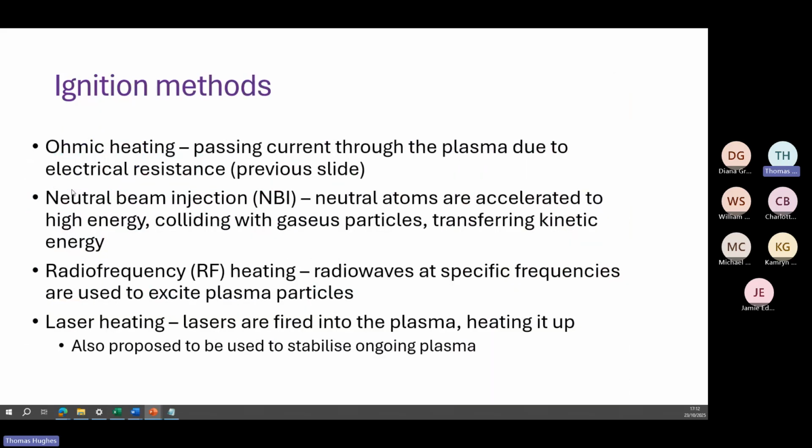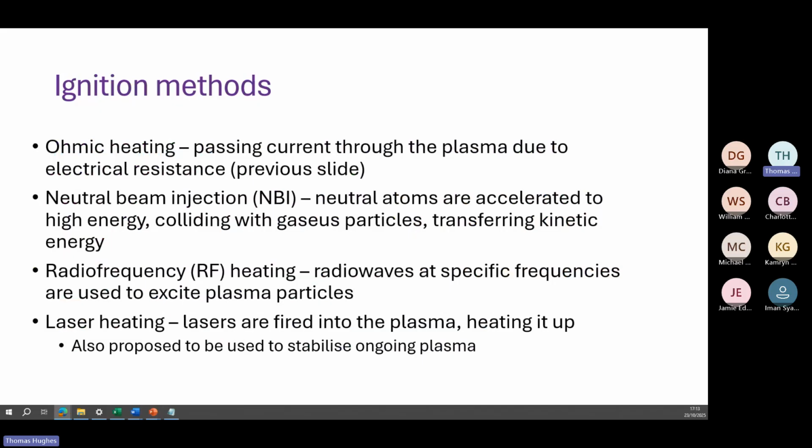So there's a few different ways of doing this. You've got your ohmic heating, so you pass a current through the plasma to create a lot of electrical resistance. You can use neutral beam injection, so you fire neutral atoms at high kinetic energy, and then they'll collide with the gas and transfer kinetic energy, and generally that'll heat it up. Then there's radio frequency heating, similar to microwaves, where specific frequencies are used to excite the particles of hydrogen.